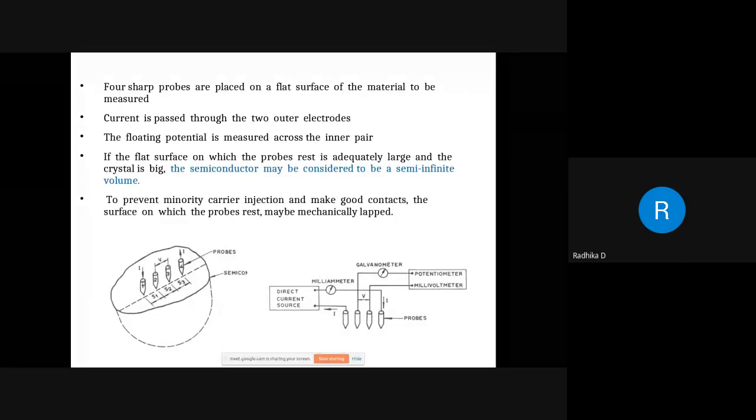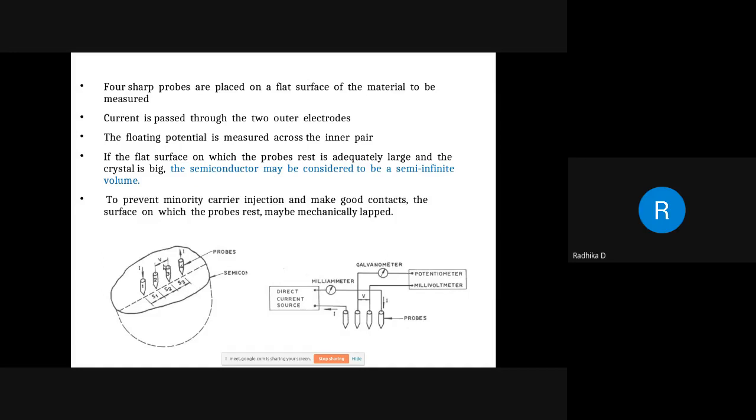Okay, the outer probes will be connected to the ammeter or a constant current source, and the in-between ones will be connected to a voltmeter. Because you have maintained a constant distance between the different probes, suppose I give a constant current across probes 1 and 4. Because of that, there will be only a minor change in the potential between probe 2 and 3. Whatever potential you are measuring, there will be a minor change. That variation in voltage, you can measure.